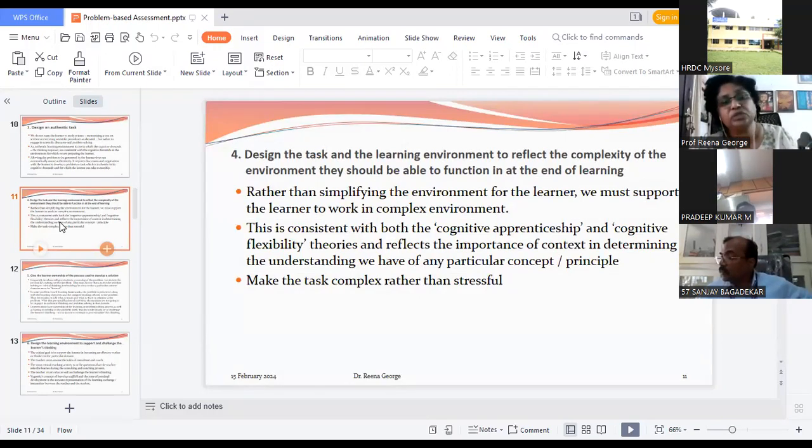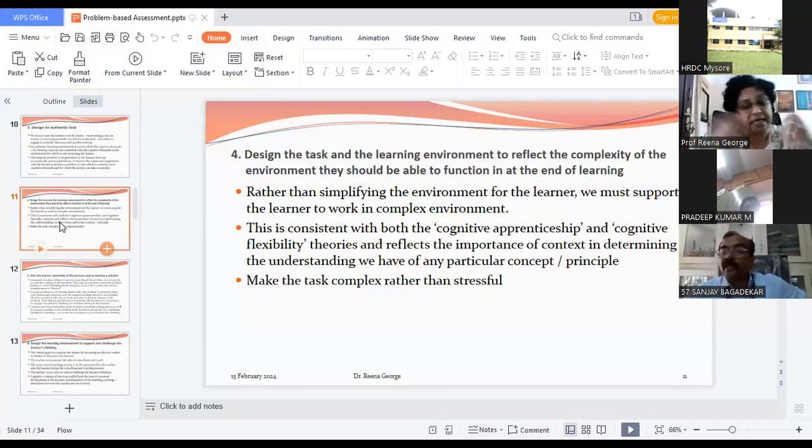And finally, the student will feel very comfortable working in a complex environment. So this is what we should make them practice. Don't simplify the environment for the learner, make it complex for the learner. And let them practice developing eustress and managing that eustress. Eustress is positive stress that will always encourage a person to act. This is what we do in the cognitive apprenticeship model, or cognitive flexibility theories are practicing this.